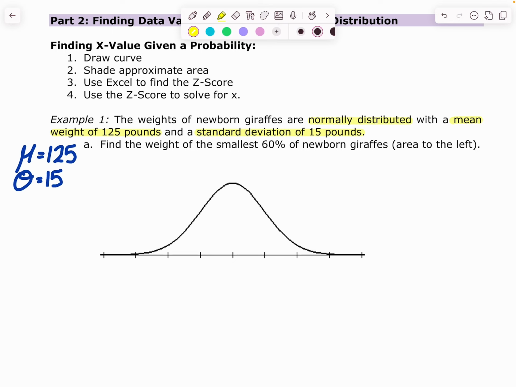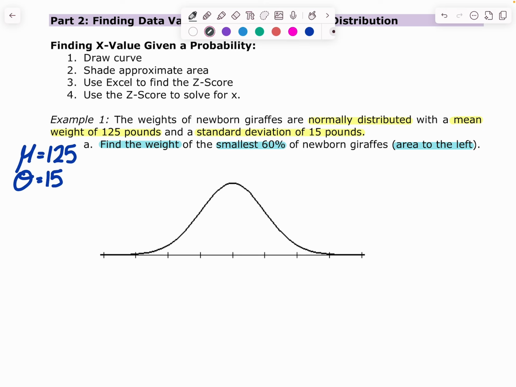So question A, part A, find the weight of the smallest 60% of newborn giraffes. So find the weight. So we're not finding the probability now, we're finding the weight of the smallest 60% of newborn giraffes. So this is the area to the left because they're the smallest 60%. If you're small, then you're going to be on the left side of the curve.